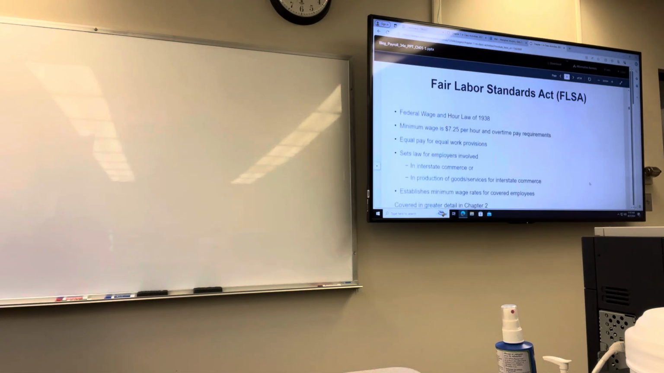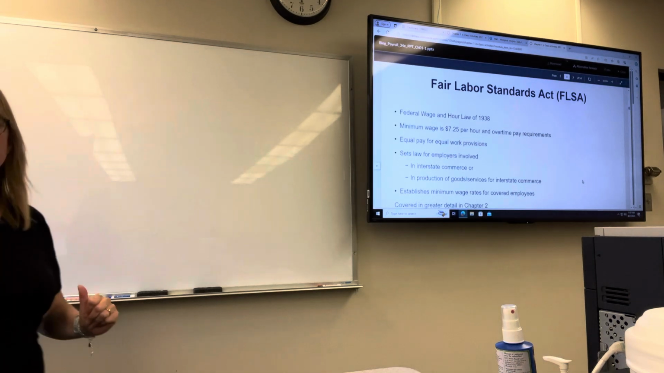So let's look at the Fair Labor Standards Act in a little bit more detail.